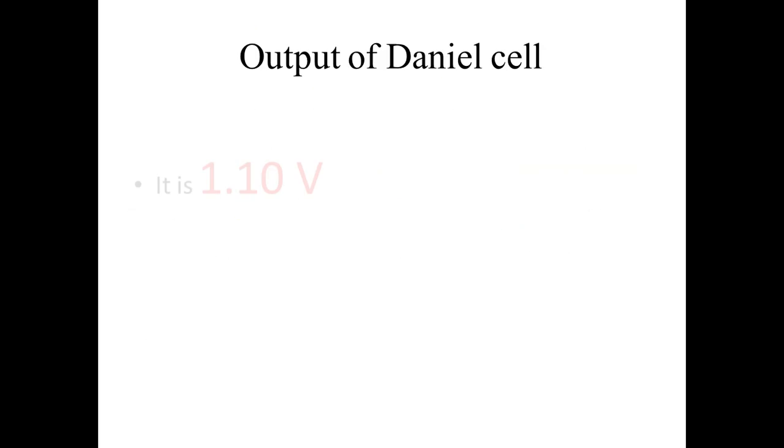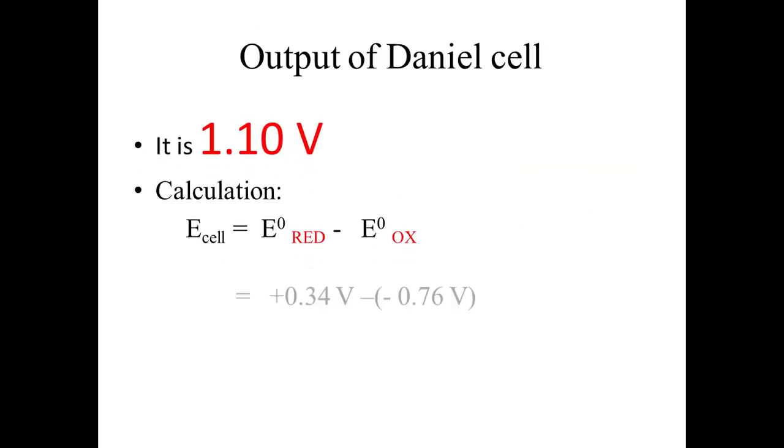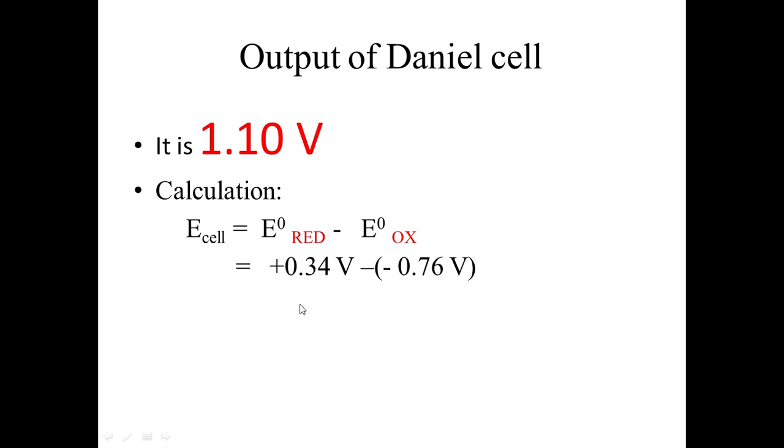These have values, plus positive 0.34 volt. These values come from your book. Your book contains the reduction potential series, and you can pick up the value from that. If the question comes in the examination, then these values are provided already. You have to just put the values here.